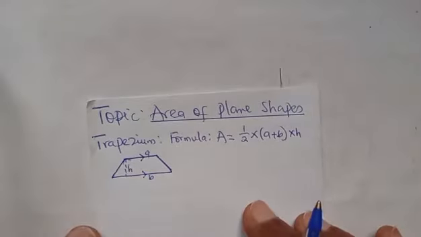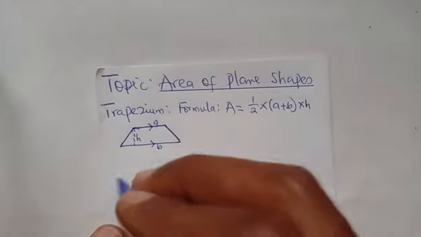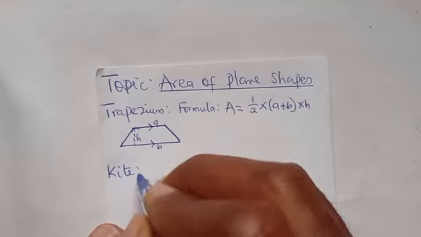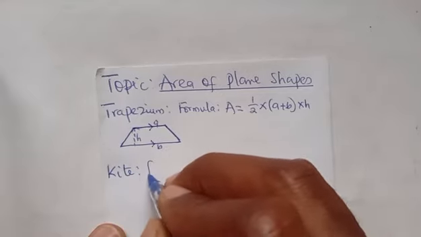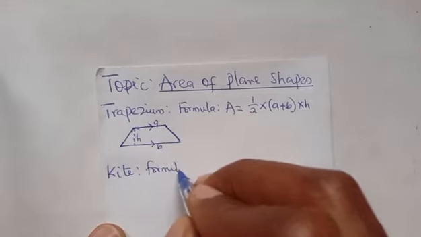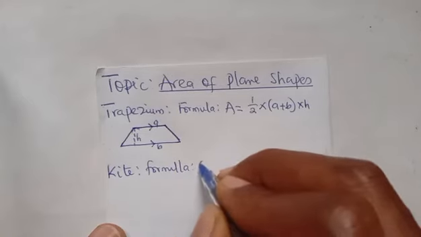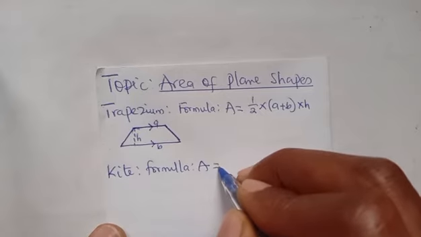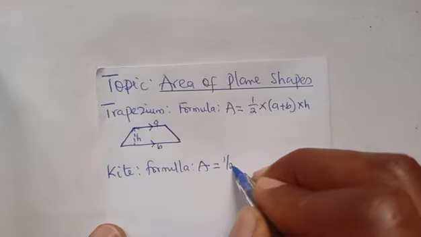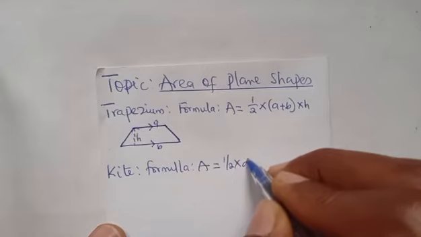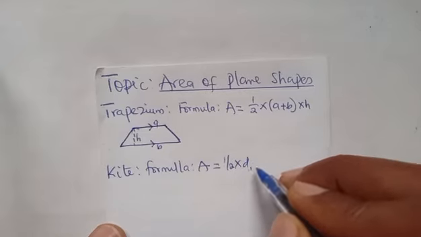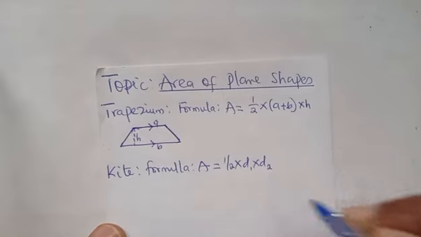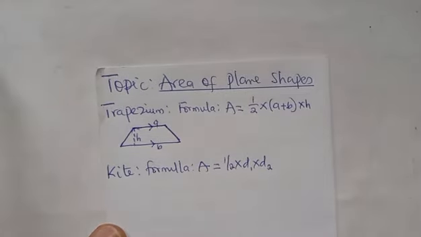Now let's take the next one, kites. Let's take kites. The formula says area is equal to half times D1 times D2.